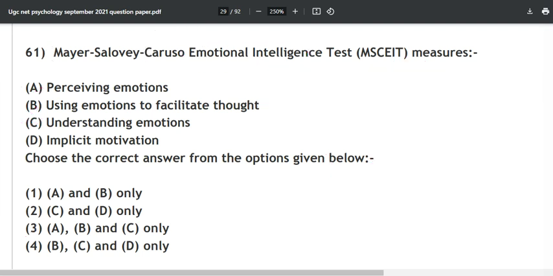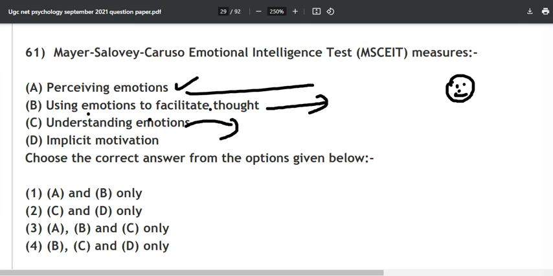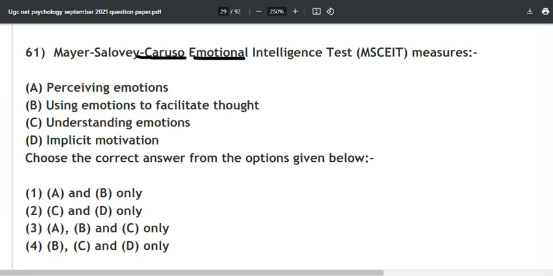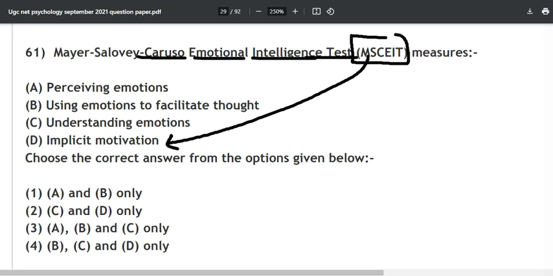Now, what is perceiving emotions? There is some guy standing, and you are perceiving his or her emotions. Using emotions to facilitate thought will also help you. And understanding emotions is all that is measured by the Mayer-Salovey-Caruso Emotional Intelligence Test. So the MSCEIT will never measure your implicit motivation. Why would this measure your implicit motivation? D is never going to be the answer.